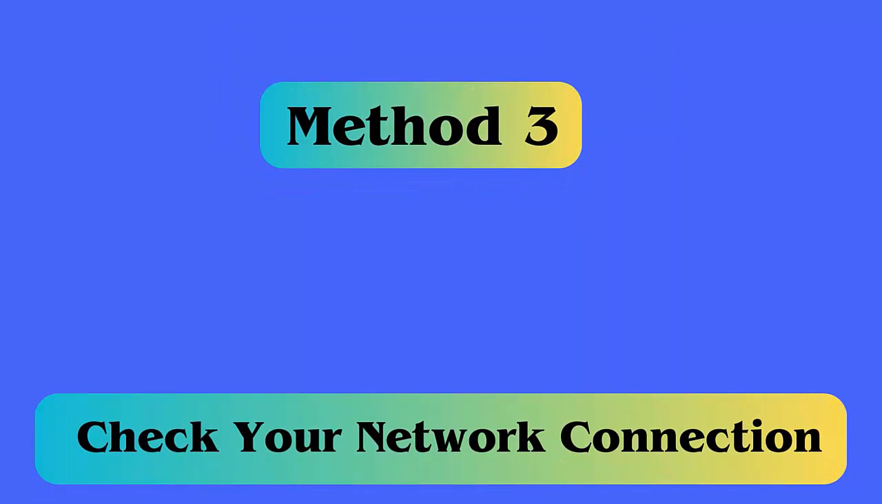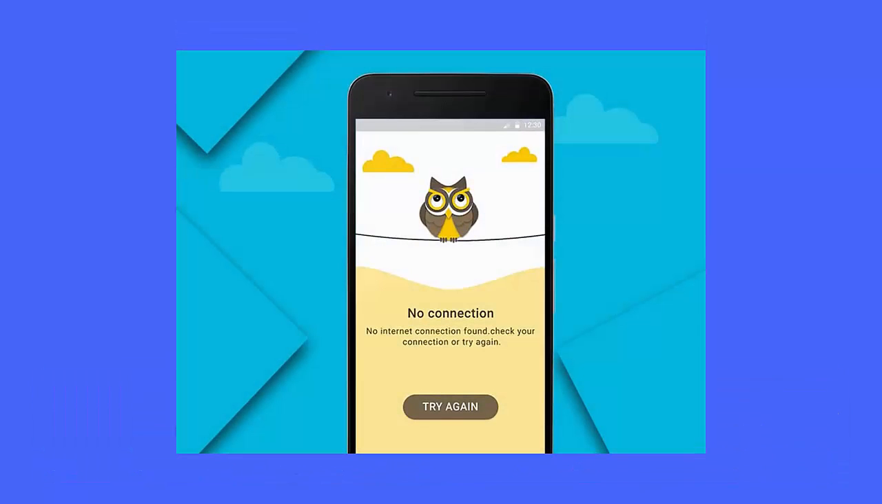Method 3. Check your network connection. Here are the steps. First, go to Settings on your device and click on Connections and Sharing option. Next, choose Airplane Mode and enable it by pressing the button next to it.